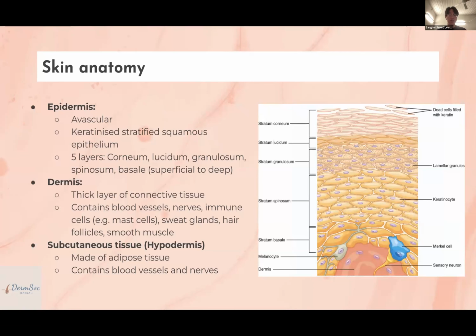Below the epidermis, you've got dermis, which is a thick layer of connective tissue, and it contains all your blood vessels, nerves, immune cells, sweat glands, hair follicles, smooth muscles, everything like that. And below that, you've got the mainly fatty tissue, which is the subcutaneous tissue or hypodermis, and it may contain some blood vessels and nerves as well.